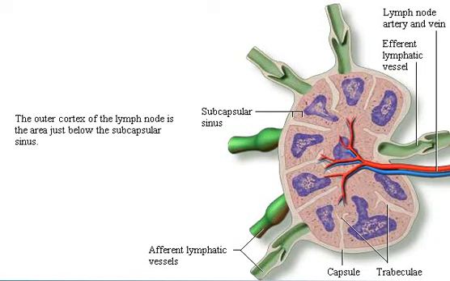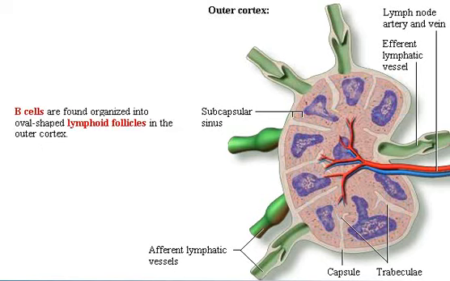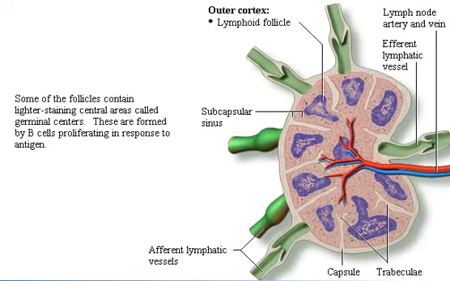The outer cortex of the lymph node is the area just below the subcapsular sinus. Click the outer cortex. Here, B cells are found organized into oval-shaped collections of cells called lymphoid follicles. Click a lymphoid follicle. Some of the follicles contain lighter staining central areas called germinal centers. These are formed by B cells proliferating in response to antigen. Click a germinal center.